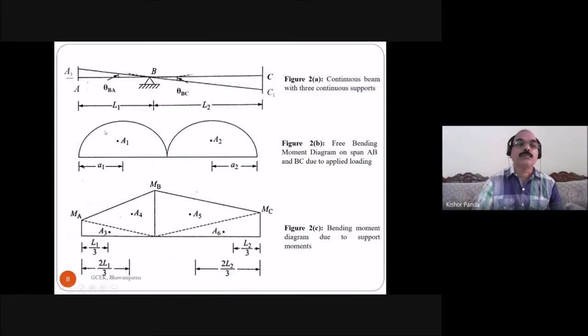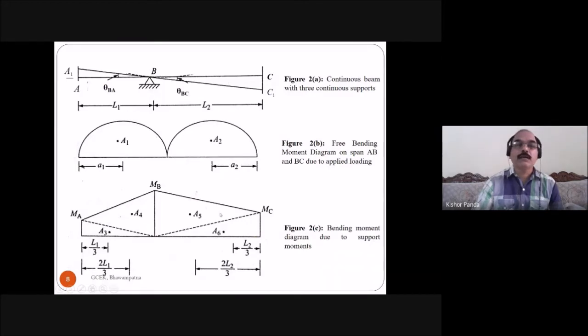So what do you have to do? First you have to draw the free bending moment diagram, also called the simply supported bending moment diagram, for each individual span. Consider the load acting on span AB and draw its free bending moment diagram. Then consider the load on span BC and draw its free bending moment diagram. This is the free bending moment diagram on spans AB and BC due to applied loading.